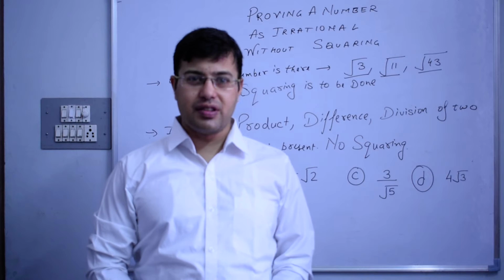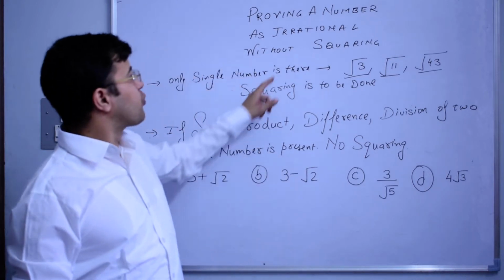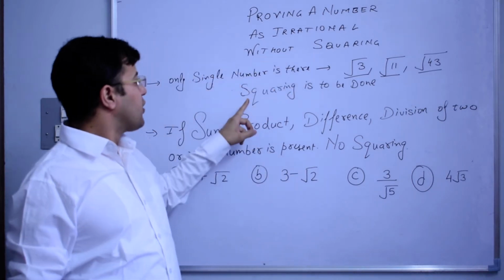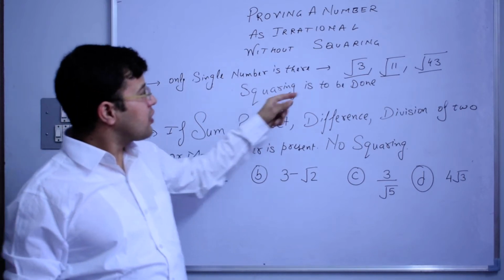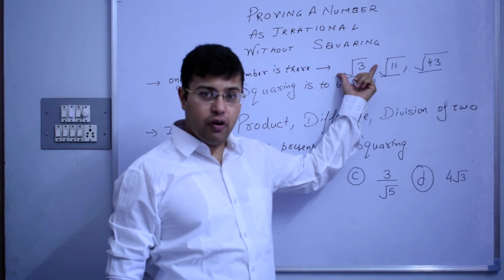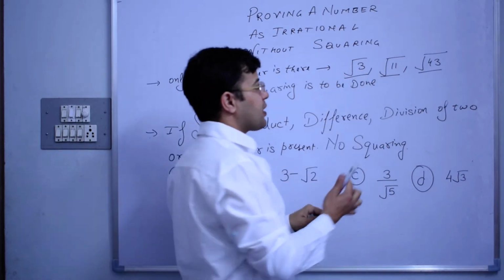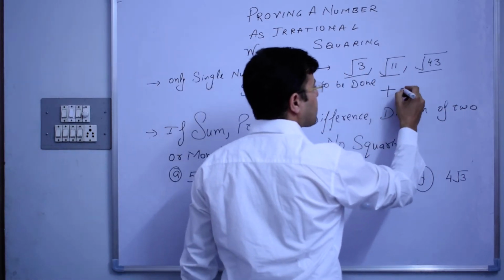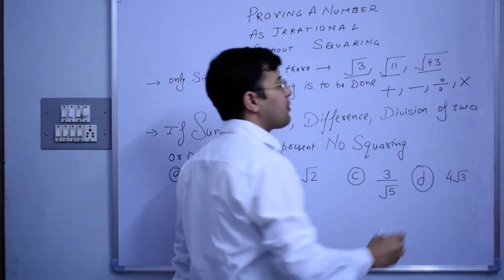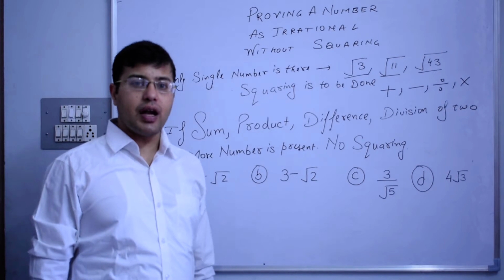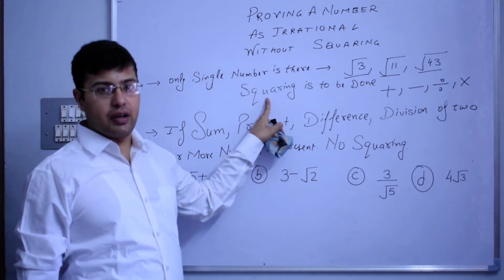Welcome dear students. In the previous videos on proving a number as irrational, we have learned about a method of squaring, in which whenever a number is present in a single form without any mathematical operators such as plus, minus, divide and multiply, it was proved to be irrational by the method of squaring, right?